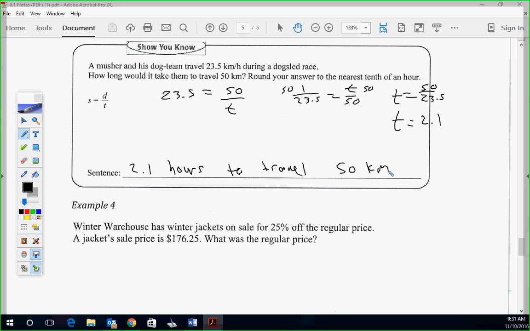I'll show you. Winter Warehouse has winter jackets on sale for 25% of the regular price. The jacket price is $176. What was the regular price? So if you times it by 0.25, that's how much you save. Oh, 1.25, then you're gaining.